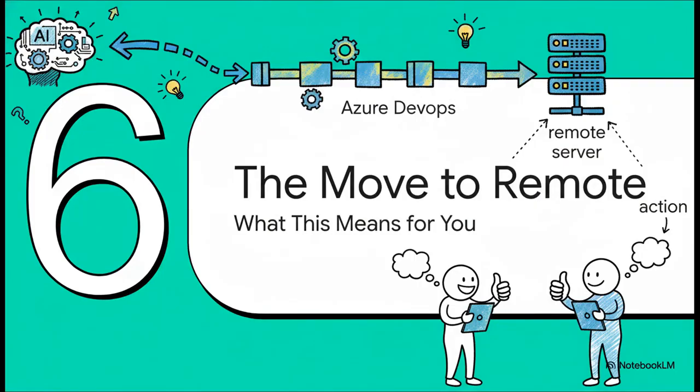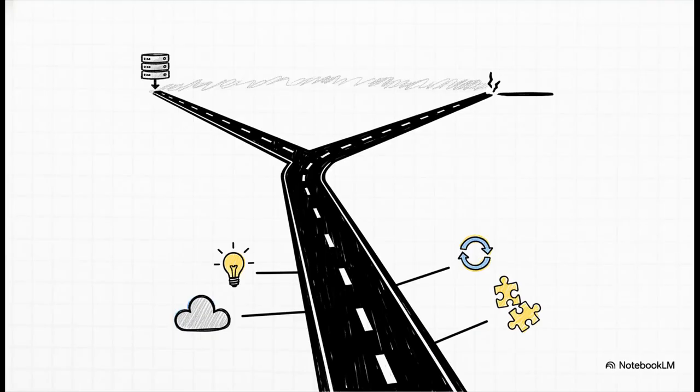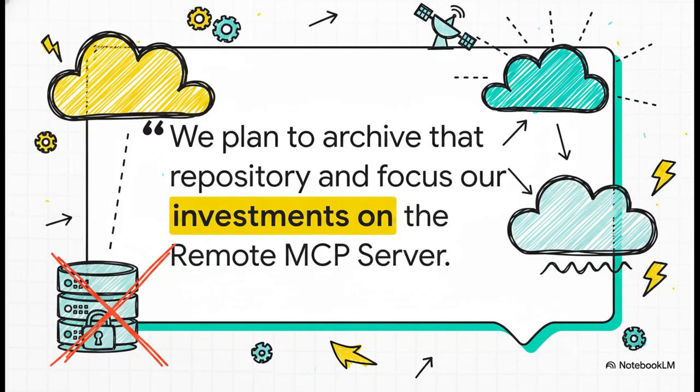Okay, so let's wrap this up. What's the key takeaway from all this, and what should you be doing right now? Now, if you're using the old local MCP server today, don't panic. It still works for now. But, and this is crucial, you need to understand that all the future investment, all the new features, all those cool integrations we just saw, they're all going to be focused exclusively on this new remote server. And hey, don't just take my word for it. To make it crystal clear, here's a direct quote from Dan Helm, the product manager for Azure DevOps. He said, "We plan to eventually archive that repository and focus our investments on the remote MCP server." The message could not be any clearer. The future is remote, and the time to start trying it out is now.